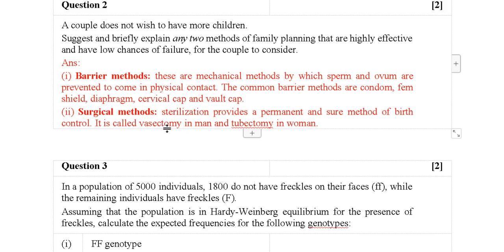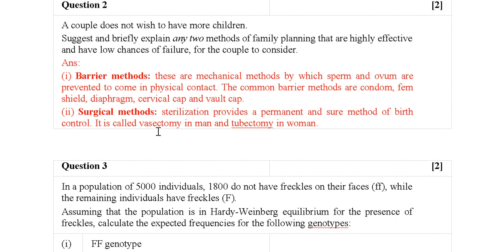Another is the surgical methods. Sterilization provides a permanent and sure method of birth control. It is known as vasectomy in the case of men, where we have to cut the vas deferens or sperm duct. So in the surgical way, we cut the vas deferens. In the case of women, the fallopian tube is mainly cut or blocked. This method is tubectomy. So the 2 main surgical methods are vasectomy and tubectomy. These 2 methods, barrier methods and surgical methods, are highly effective and have low chances of failure.